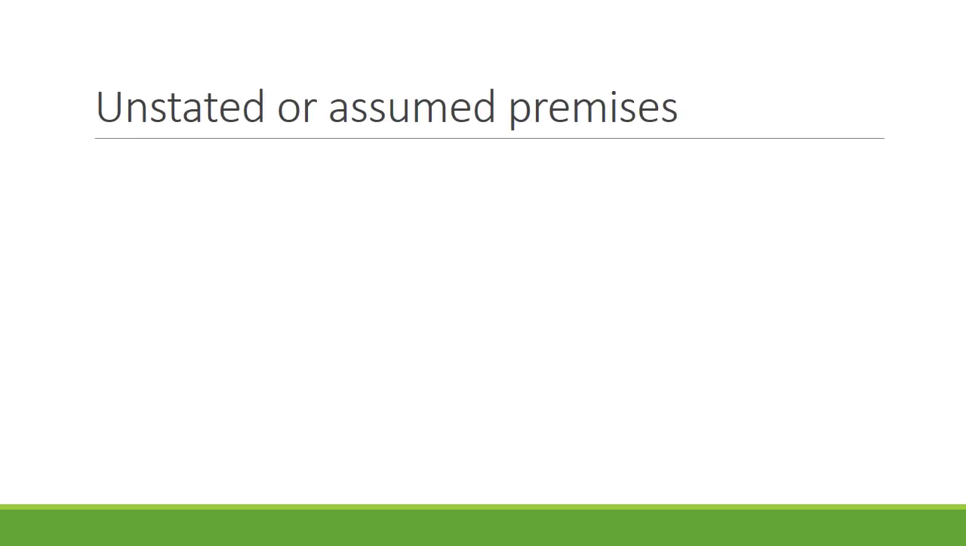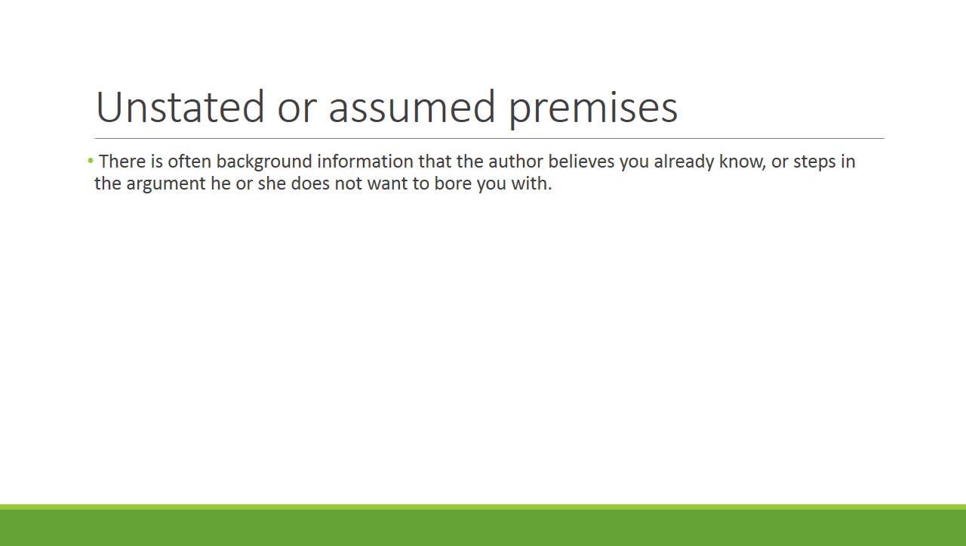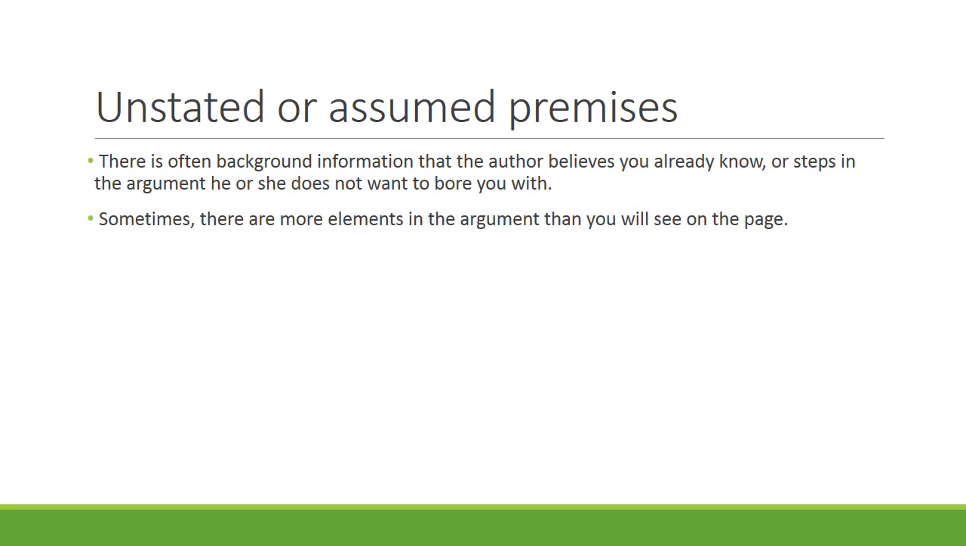We might also find in any given argument unstated or assumed premises. Sometimes there's just background information that the author thinks you already know, or the author doesn't want to bore you by stepping through an argument too slowly. For that reason, there may be some parts of the argument that just aren't on the page. The author knows you will bring those mentally to the passage and hasn't written them down. When you go to make your list of statements, however, you need to add those in.